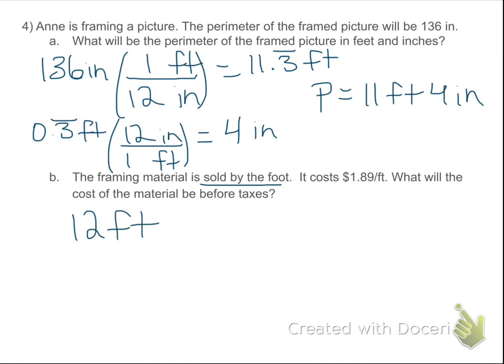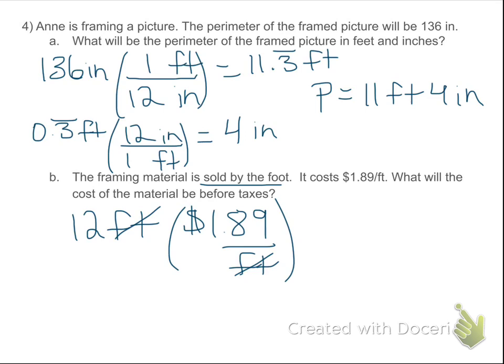And if we take this 12 feet and we multiply by the $1.89 per foot, again, our units of feet will cancel out and we'll just be left with dollars. And because this is money, we want 2 decimal places, and we will get $9.45. It will cost $9.45 to frame the picture.